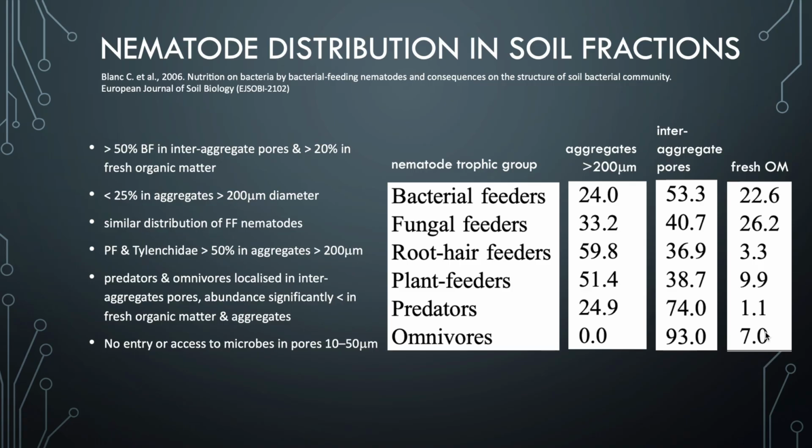in association with fresh organic matter, and around 25% of predators were actually within the aggregates that were greater than 200 micrometers in diameter. And nematodes did not have entry or access to the microbial population in pores that were between 10 and 50 micrometers in diameter. So this is just to show us the kind of habitat that the various nematode trophic groups like to hang out in, the sizes of the aggregates that are required in order for these organisms to be able to have their lives in.